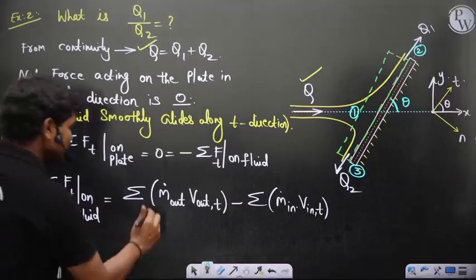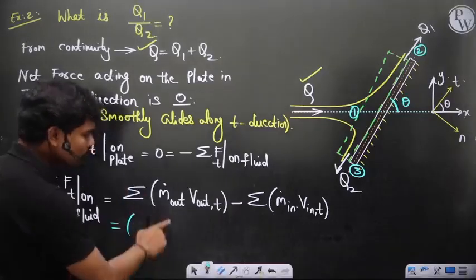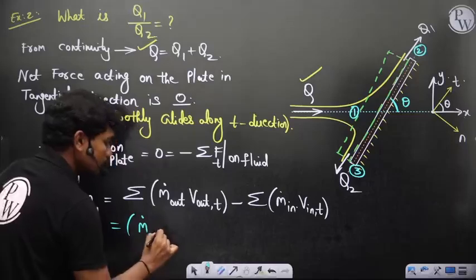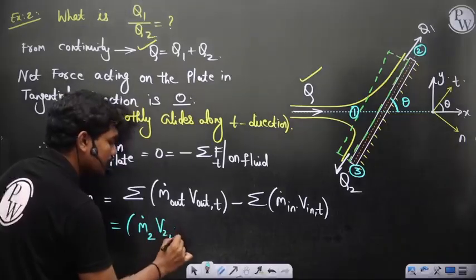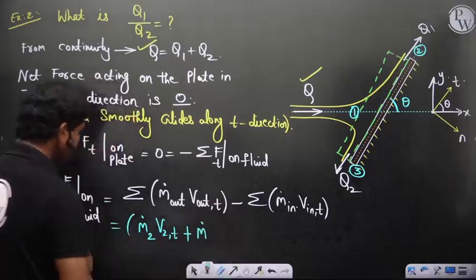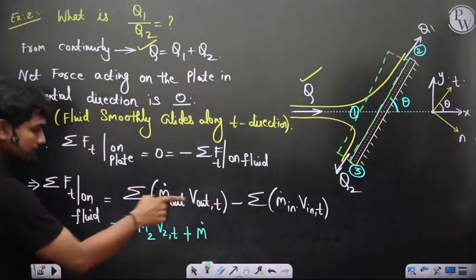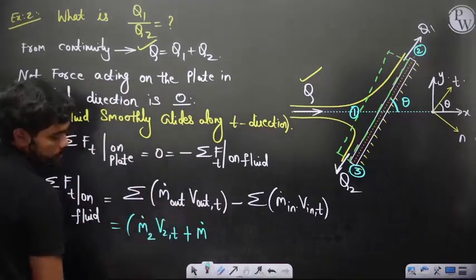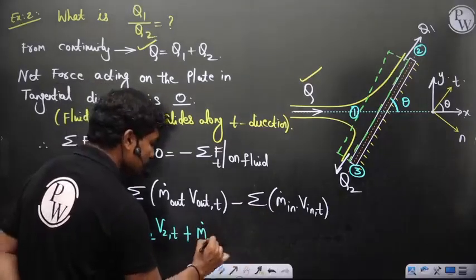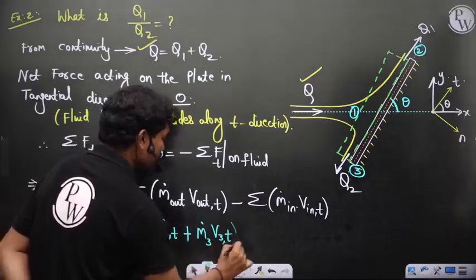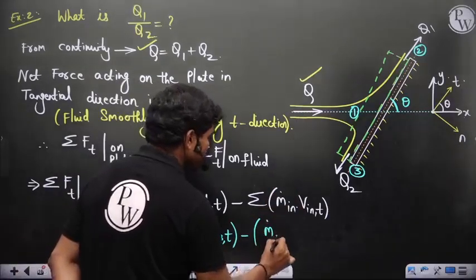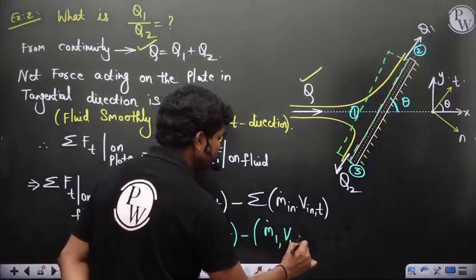So let's observe here the summation of the outlets. 2 and 3 are the outlets. m dot 2 V2 in the tangential direction plus m dot 3 V3 t, minus, now there is only one inlet, so I am writing only one inlet, m dot 1 V1 in the tangential direction. Always guys, please make a note: whatever the direction of the force you are considering, consider the same direction for velocity. Because mass is just a scalar.